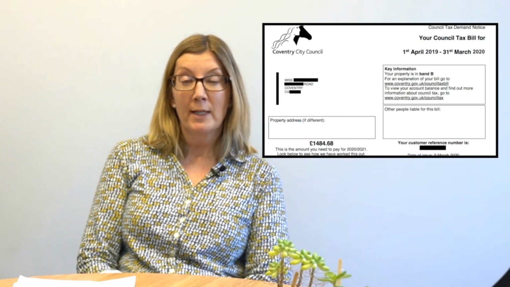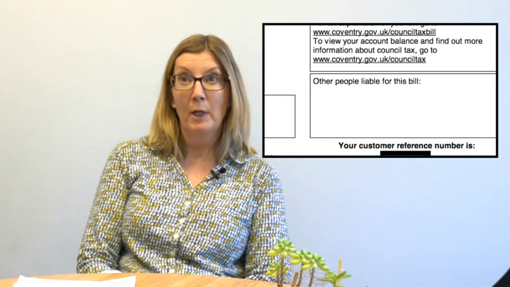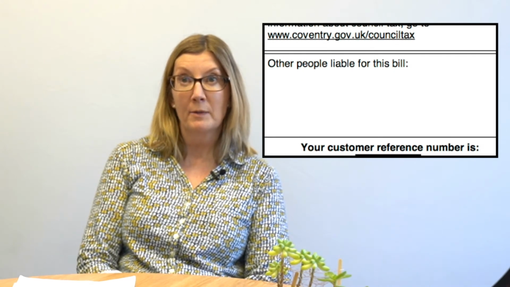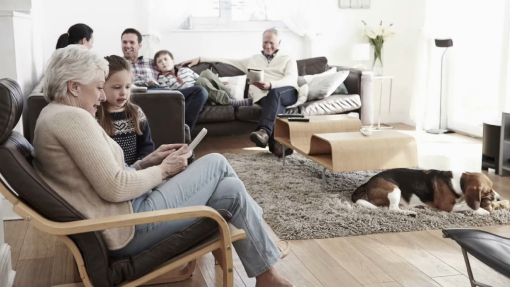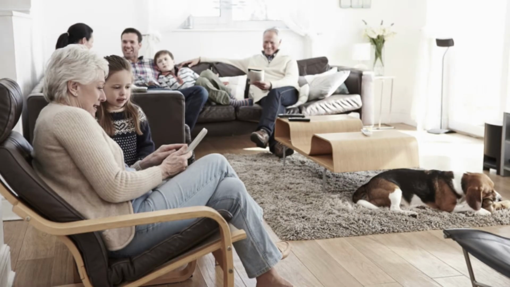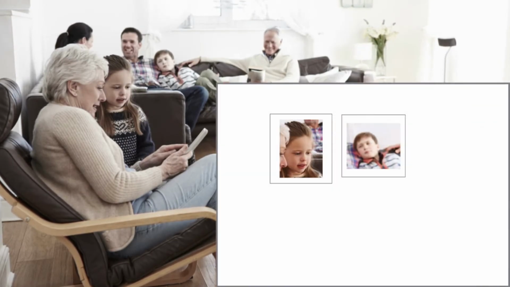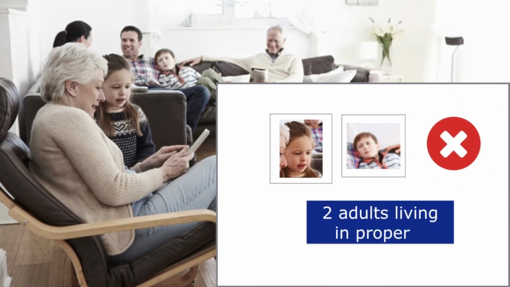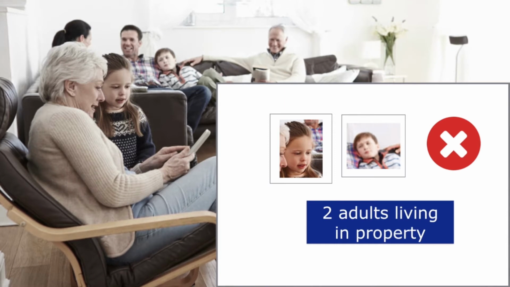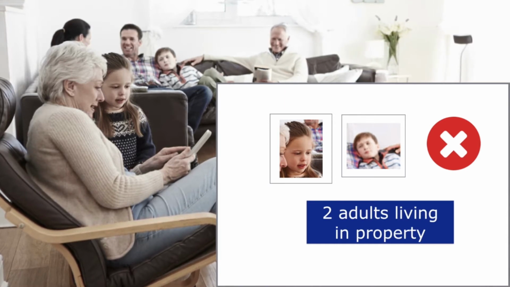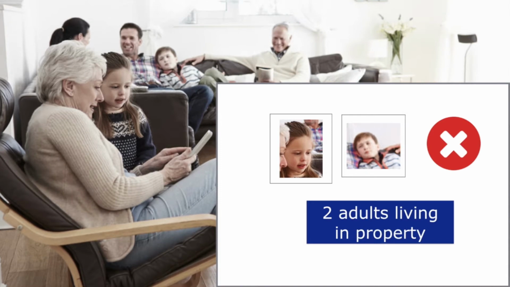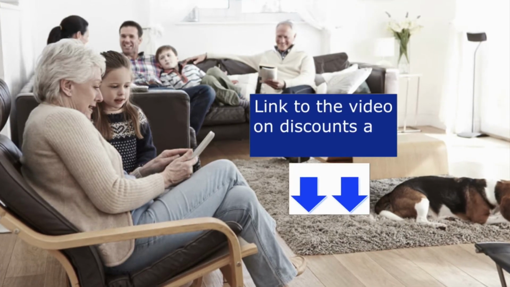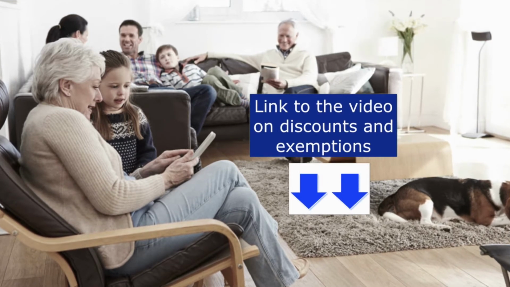This moves us on to the next box entitled Other People Liable for the Bill. This simply means who is responsible for paying the council tax. Determining who is responsible is not always straightforward. Under 18-year-olds will never have to pay, as it's calculated based on 2 adults living in a domestic property. Some people may be eligible and receiving discounts and exemptions, which are discussed in the preceding video. The link to this video can be found in the description below.